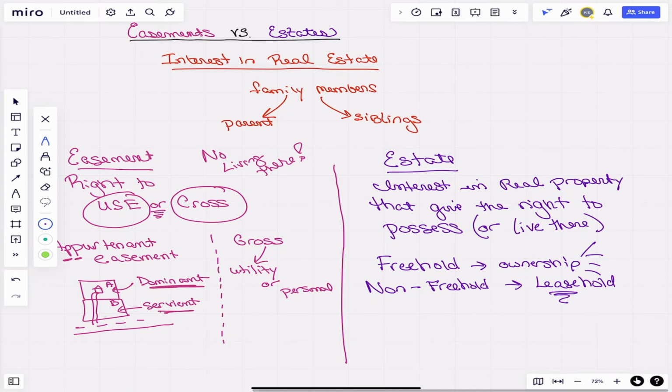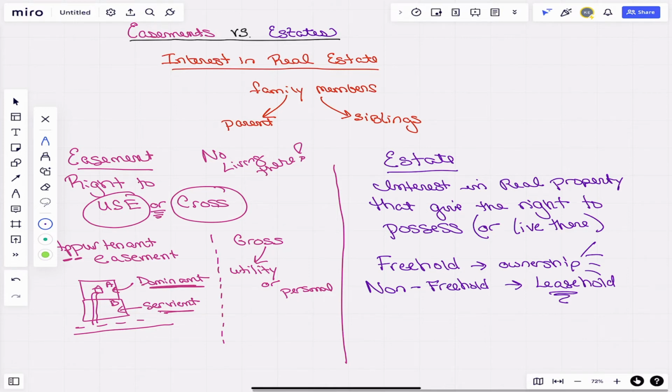They're both an interest in real estate. If I say I have an easement, it means I have a say or some kind of stake in the land where I can cross or use it. So maybe I'm crossing to get to the road. If it's a utility easement, maybe it's a gas easement, or those big, ugly green boxes, or those utility boxes you sometimes see on people's land. That's an easement because that utility company has the right to use that property.